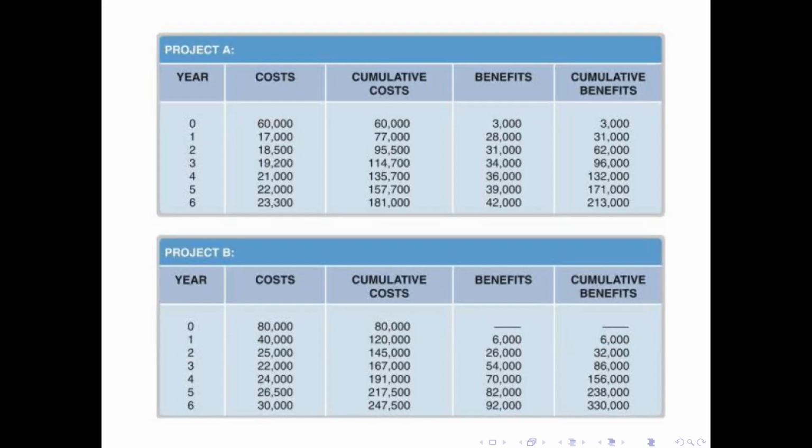And the cumulative costs are 8,000, then 120,000, 145,000, 167,000, 191,000, then 217,500, then 247,500. And similarly, cumulative benefits, let me change my sharing.